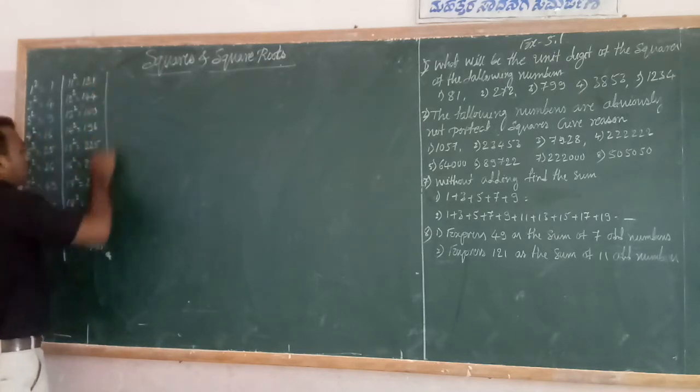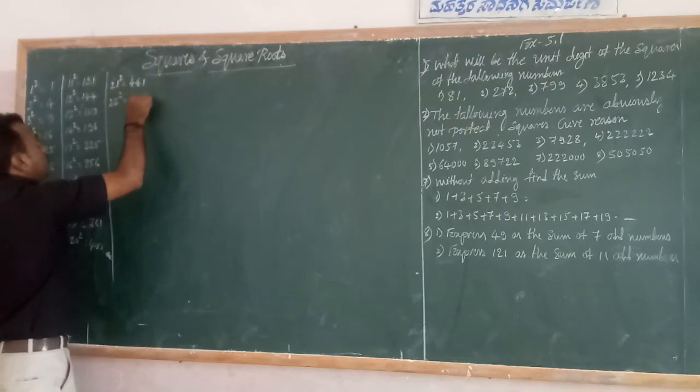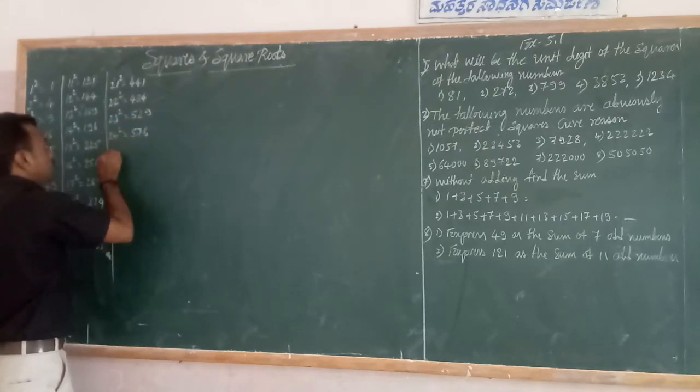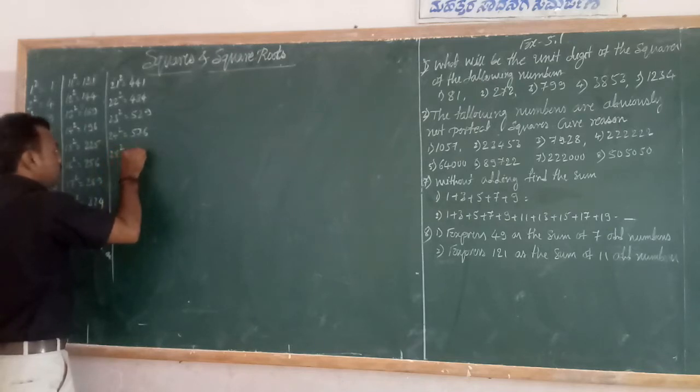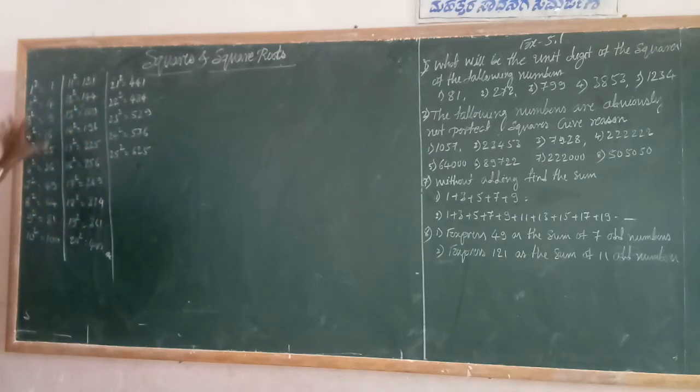So next one, 21 square 441, 22 square 484, 23 square 529, 24 square 576, 25 square 625. So at least 25 square numbers you have to keep in your mind, you have to memorize them.